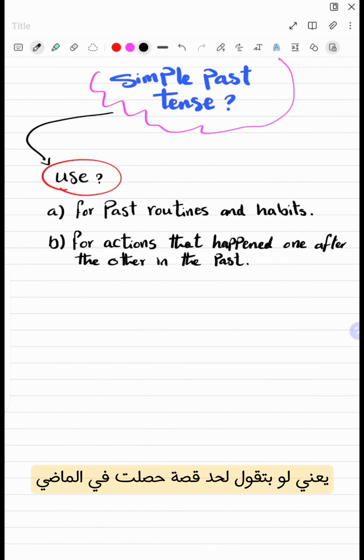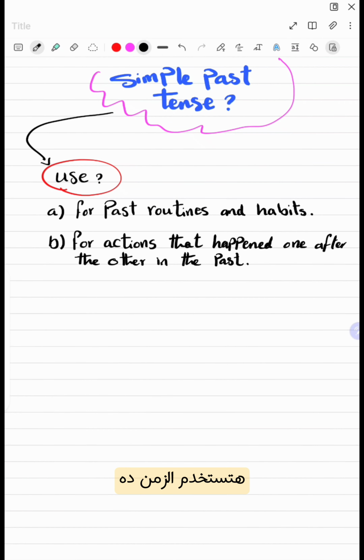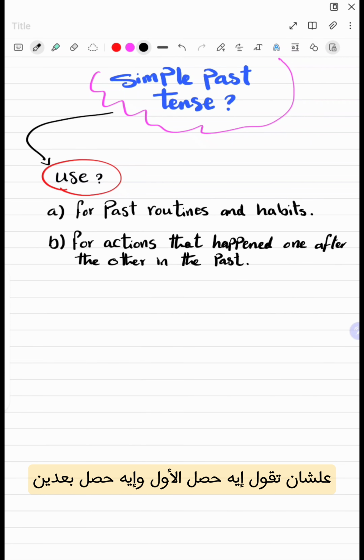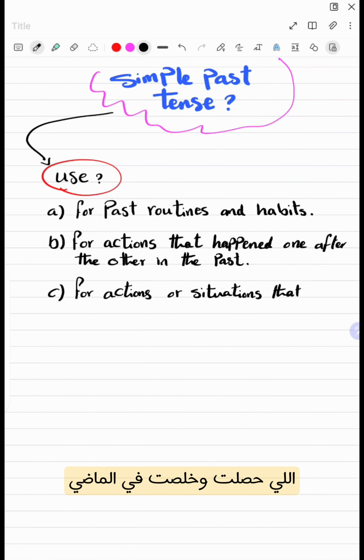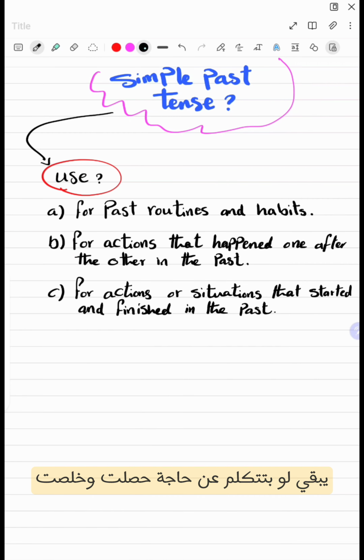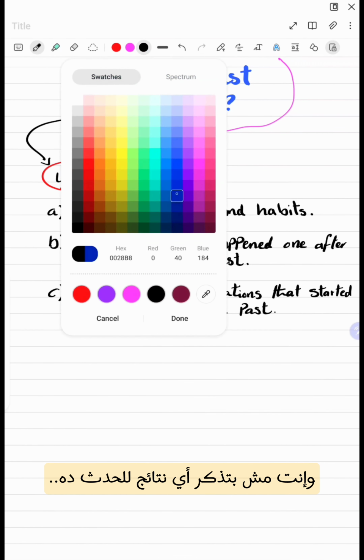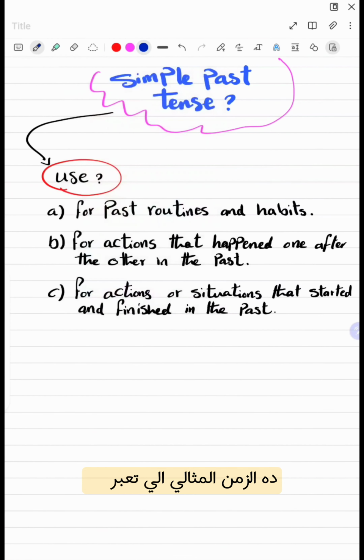So, if you're telling someone a story that happened in the past, you're going to use this tense to mention what happened first, what happened then. Third, for actions or situations that started and finished in the past. So something that happened and finished, and you're not mentioning any results, this is the tense.